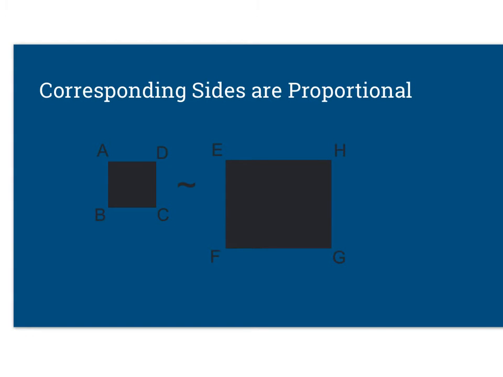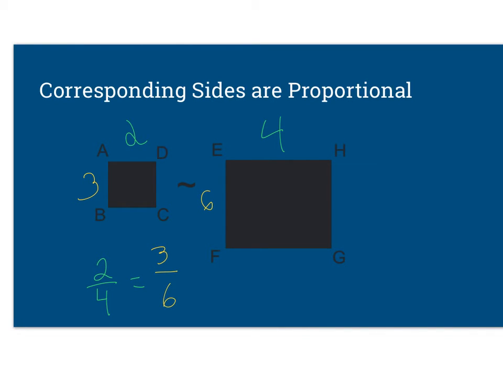So let's look at this example. Let's say AD is 2 and EH is 4. And then let's say that AB is 3 and that EF is 6. So for these two figures to be similar, these sides have to be proportional. So what has to be true? AD, or 2, over EH, or 4, has to be equal to AB, 3, over EF, 6.